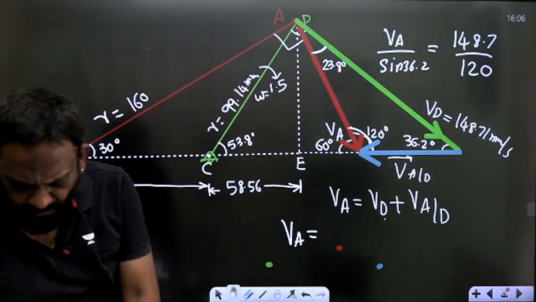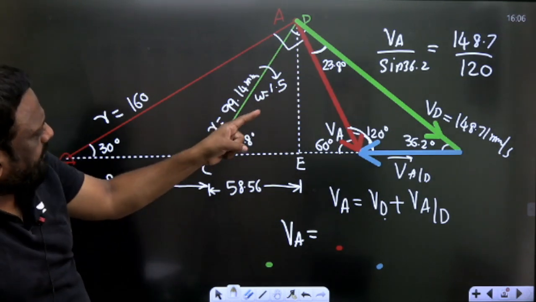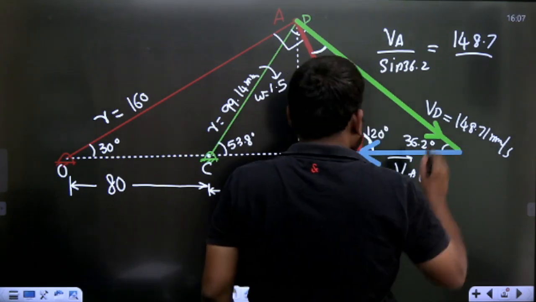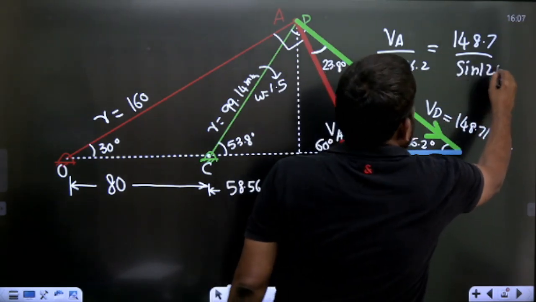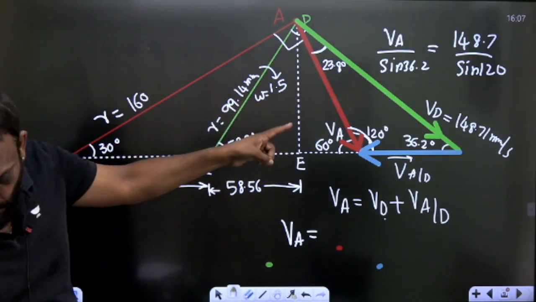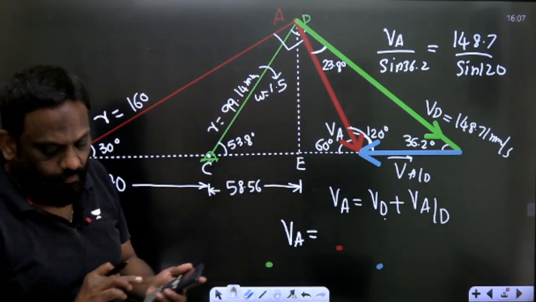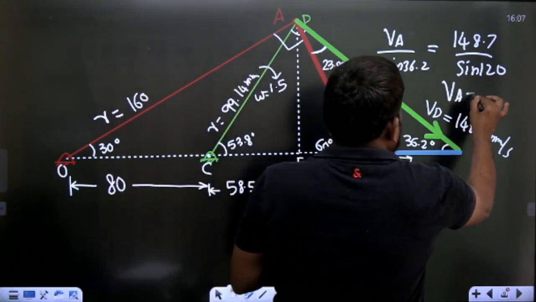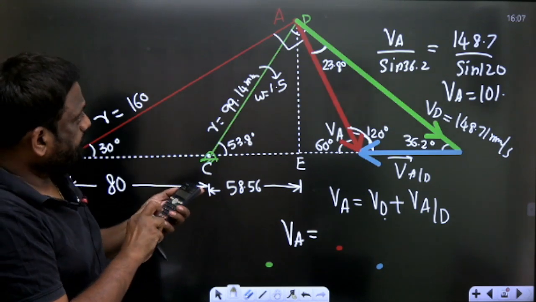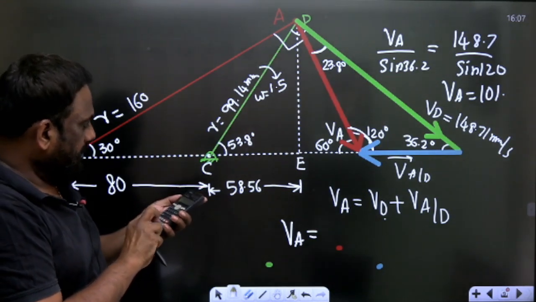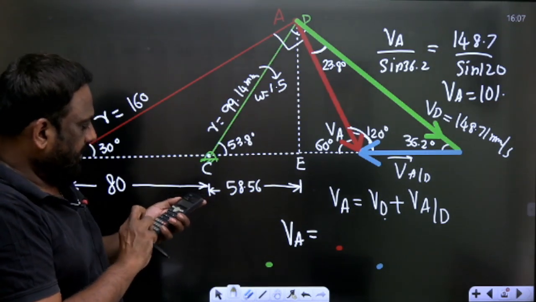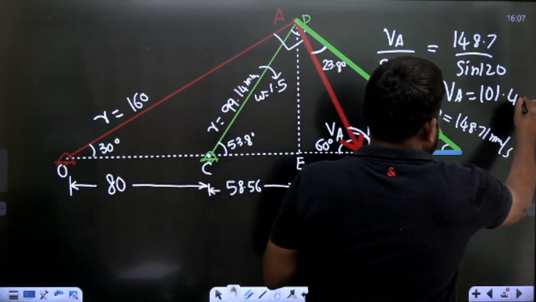So what is VA, sir? 148.7 by sine 120, I am really sorry, sine 120, is equal to VA by sine 36.2. So VA is coming 148.7 into sine 36.2 divided by sine 120, 101.4 mm per second.